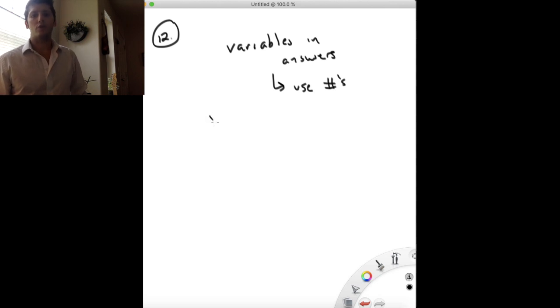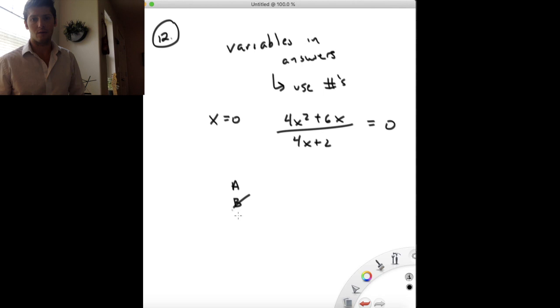Let's be total nerds and say x is 0. If x is 0, then 4x squared plus 6x over 4x plus 2. I'm just putting in x equals 0. That's 0 plus 0 over 0 plus 2, which is equal to 0. Any answer that doesn't get me 0 is out. B is out. Let's see, what does C say? C says 0 minus 2 over 2, right? And that's equal to negative 1.